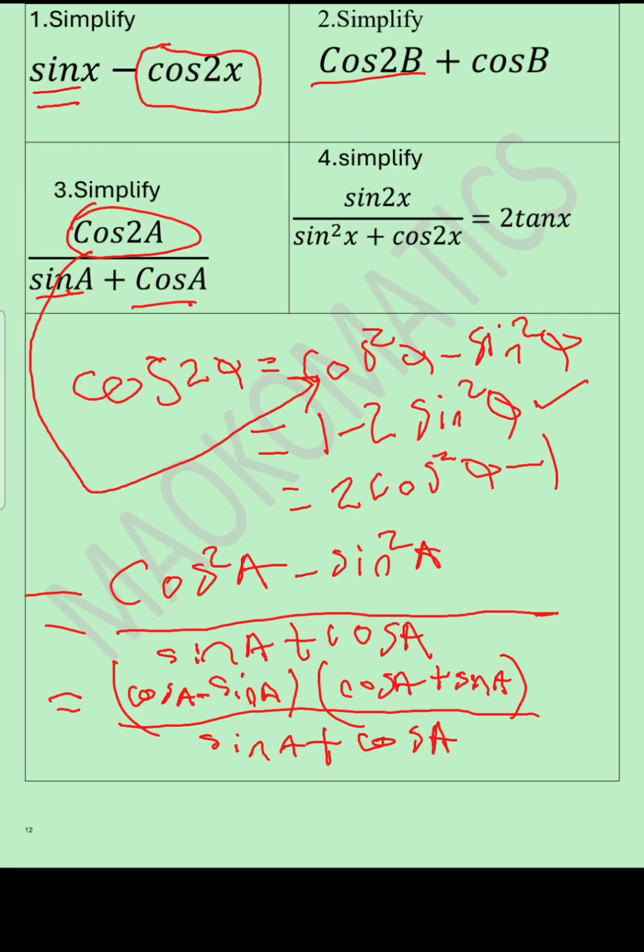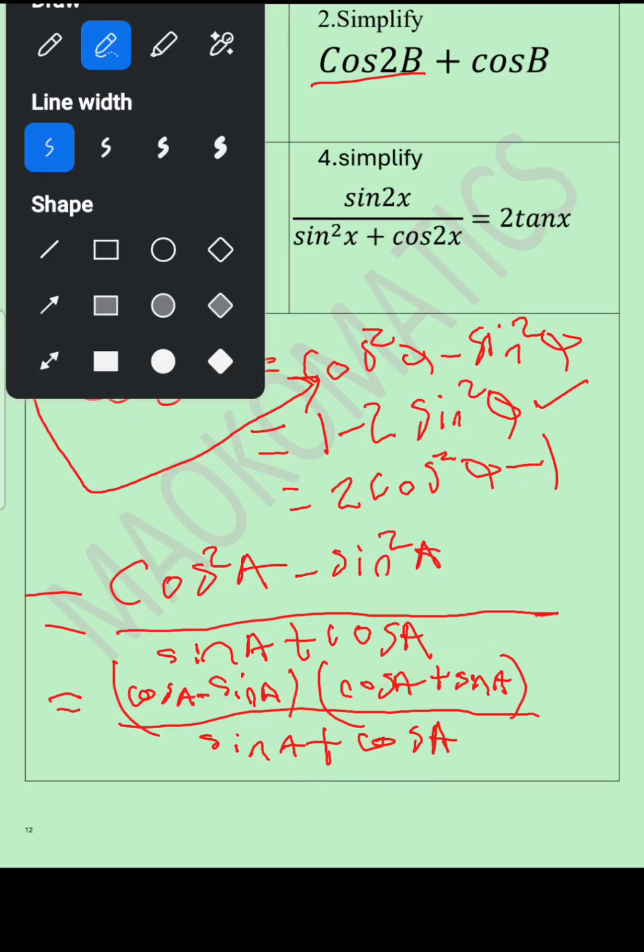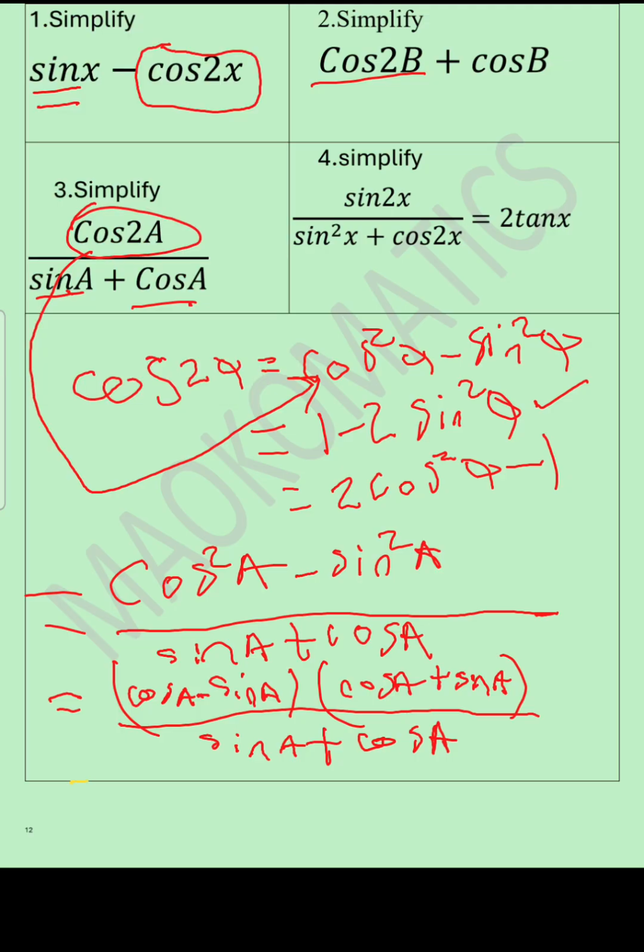So now check this. This one here and this one can cancel. You'll be left with cos A minus sine A.